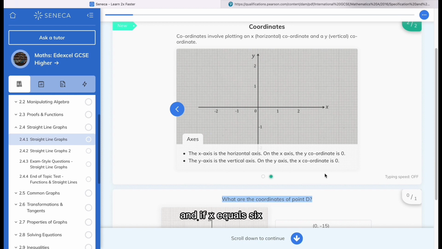If x equals 6, what do you know? That it's going to be a line. But what line? You can imagine a line going through the point where x is 6 as a vertical line, and it won't move to either side. So we know this is a vertical line.